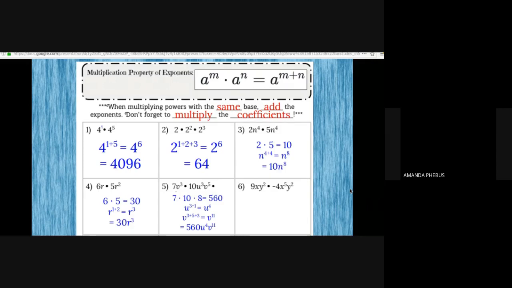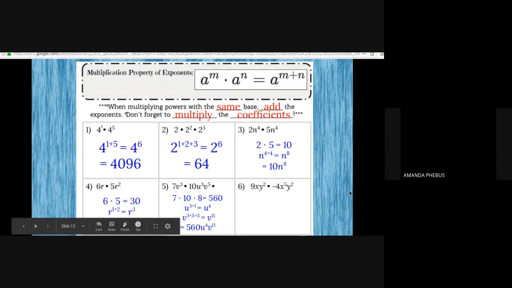And so I chunk this. I take care of the coefficients first. I take care of one variable, I take care of another variable, and then I string them all together. Now, when I go through and I write my answer, I like them to be in alphabetical order, but that's just me. If you wanted to write 560 v to the 11th and u to the fourth, you would totally be right as well. It's just the way that I do choose to do it, I choose to do it alphabetically.